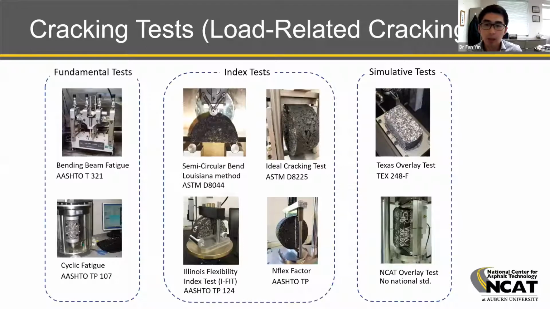The same thing for cracking in terms of load related, following the discussion that Dr. Gates said. There are some tests that are more fundamental. The one at the left bottom corner, the cyclic fatigue, is based on the viscoelastic continuum damage model. Okay, this can give us a true evaluation of the material behavior. But in addition to those tests, there are more tests that are based on index parameters. They can give us an indication about the cracking resistance, but we really cannot use them to predict the pavement performance in the field. So there are some pros and cons associated with each approach, and we need to be open-minded about everything we have on the table.